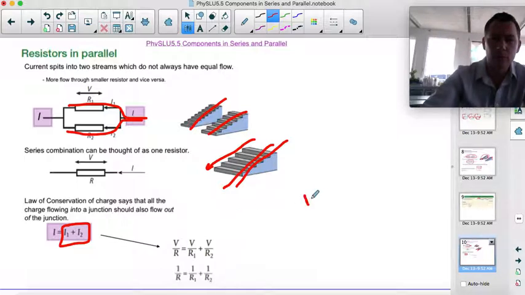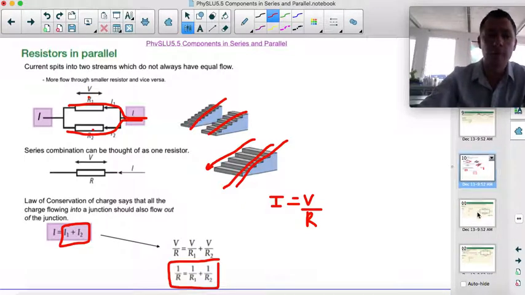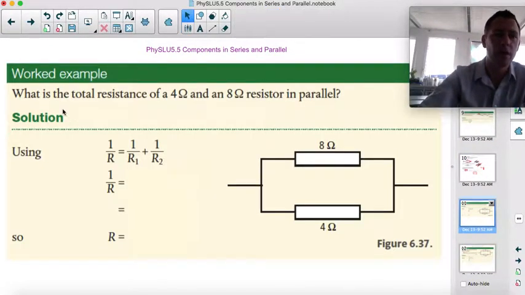Since we've been talking about current being V over R, the current depends on the pressure and the resistance. So we're substituting this in for each of these I's, and then you get 1 over R is 1 over the first resistance plus 1 over the second resistance. This is one of the equations that we're going to use often to make calculations about how much current flows. So try that out. What's the total resistance?